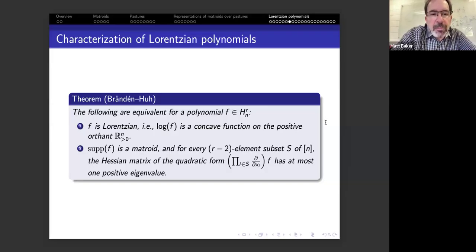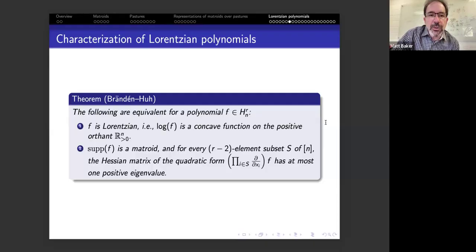But you see, this is kind of better than the previous condition because this is a finite number of things to check. Whereas before I had to check that the Hessian had one positive eigenvalue for every point in the positive orthant. But now I'm only looking at finitely many quadratic derivatives, and their Hessians are constant. So there's only a finite number of things to check here. This is actually a fairly deep and difficult theorem.